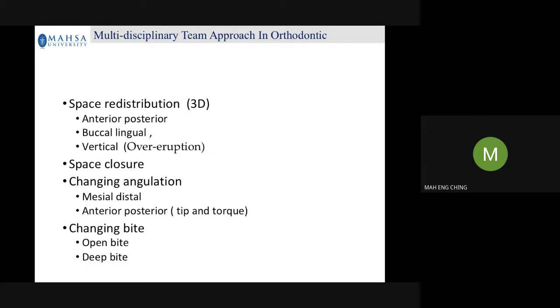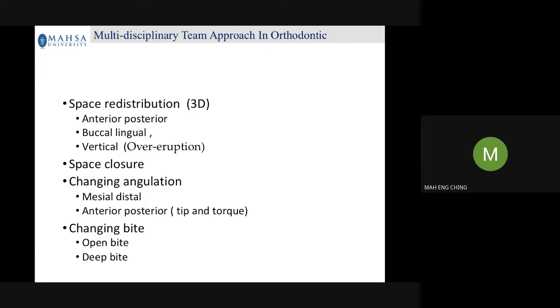So we can help the prosto or resto colleague with space redistribution. It means the space is not ideal. Either it's too narrow or too wide, which is not suitable for restoration, or sometimes it's just not ideal, either too small or too big. So you have to open or close it with braces to achieve the ideal space, so you can restore a nice size and shape of the prosthesis for this patient.